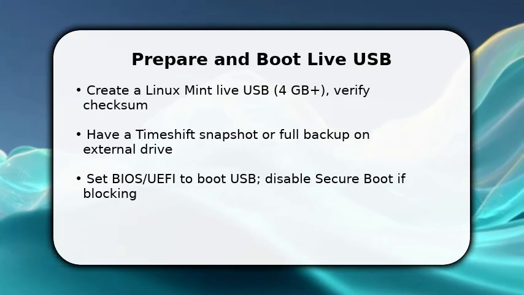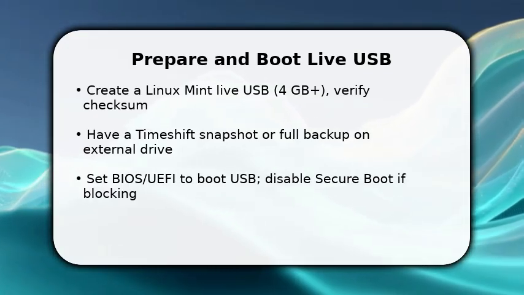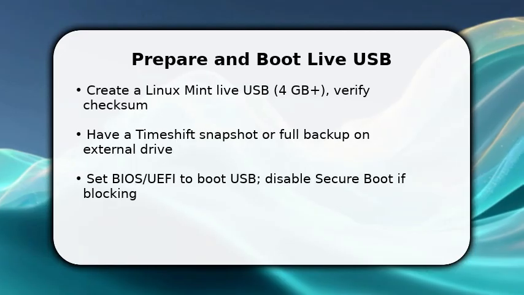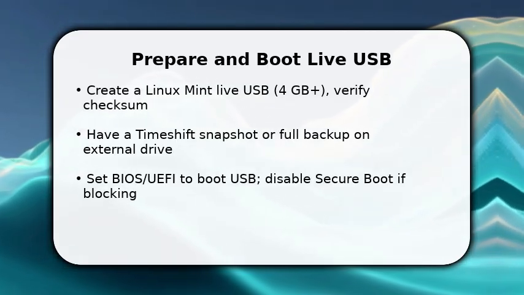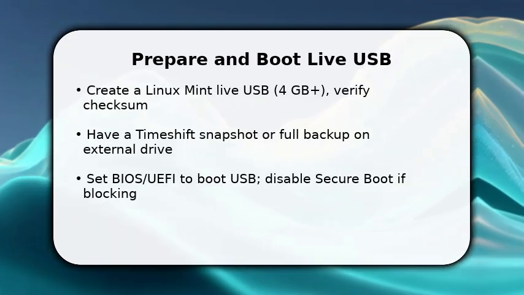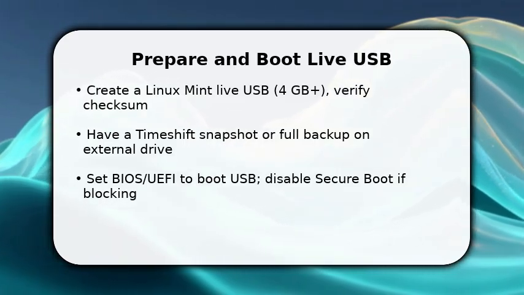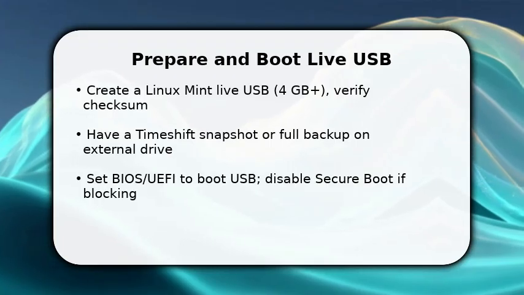You start by preparing a clean live environment so you can restore safely. Plug a verified Linux Mint Live USB and connect the external disk with your Timeshift snapshot. Reboot and select the USB from your BIOS or UEFI menu. Disable Secure Boot if it prevents booting.